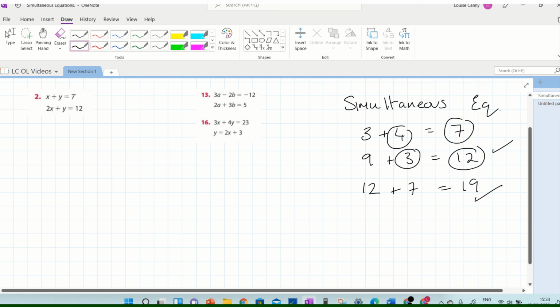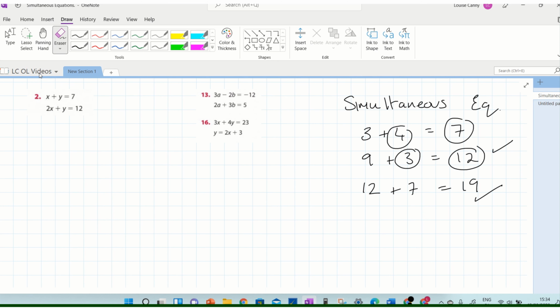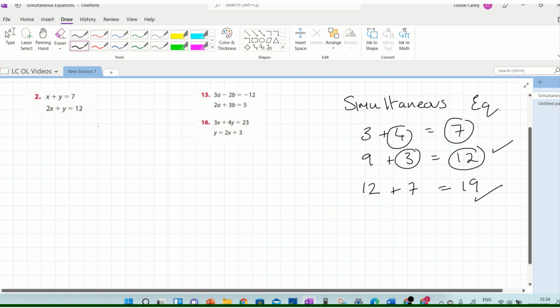So over here where we have our simultaneous equations, the same logic applies. We can add this x to this 2x, we can add this y to this y, and we can add this 7 to this 12, and we'll still get an equation that's true. So we're going to take advantage of that fact when we go ahead and try and solve our simultaneous equation. We're starting with question 2 because that's the most simple type of equation that you can get.